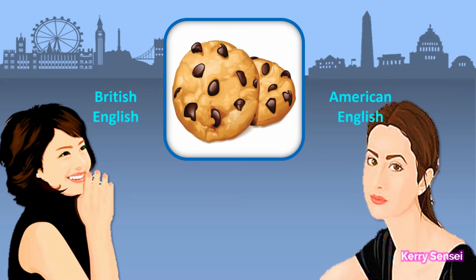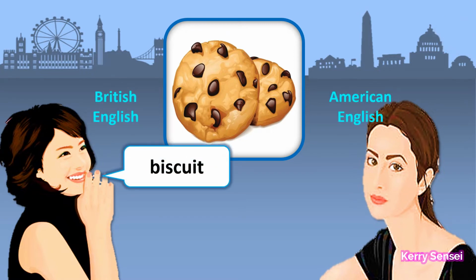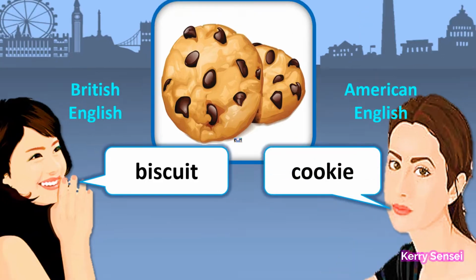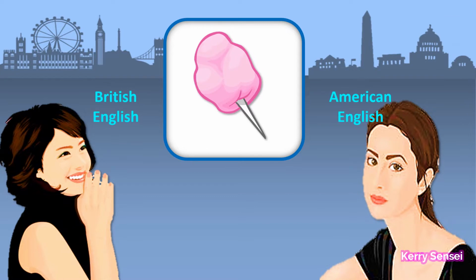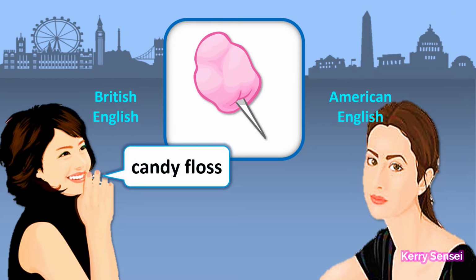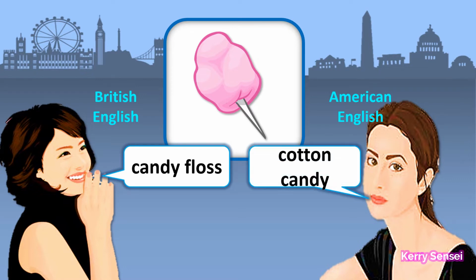In British English, this is called biscuit. In American English, it's called cookie. In British English, this is called candy floss. In American English, it is called cotton candy.